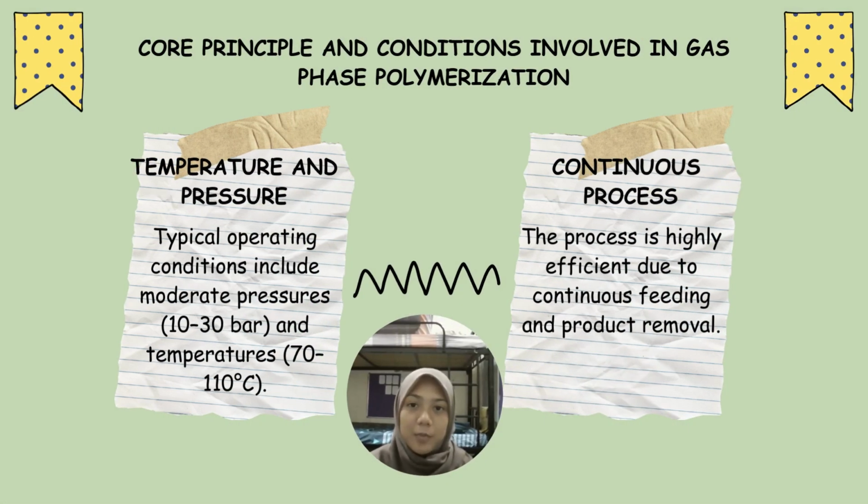And then temperature and pressure. Typical operating conditions include moderate pressure between 10 to 30 bar and temperature between 70 to 110 degrees. And then continuous process. The last one is the process is highly efficient due to continuous feeding and product removal.